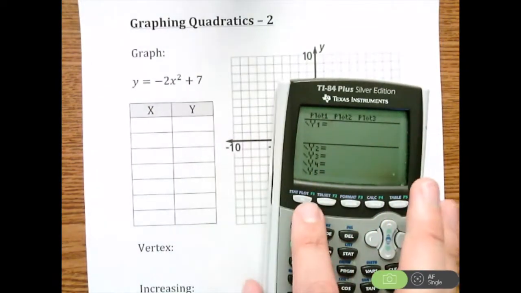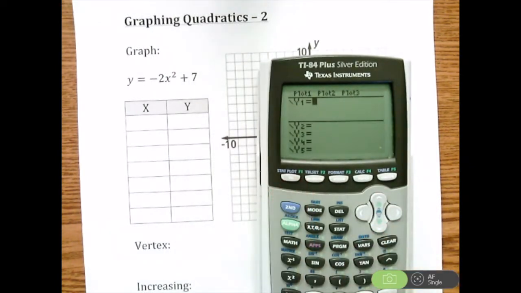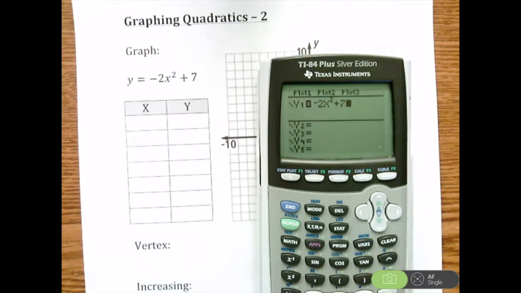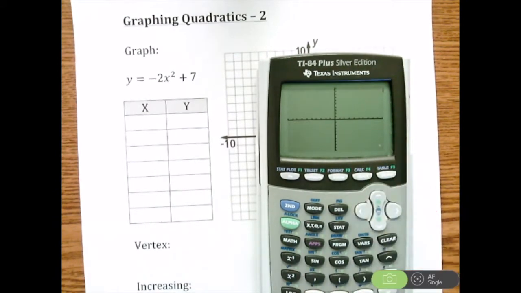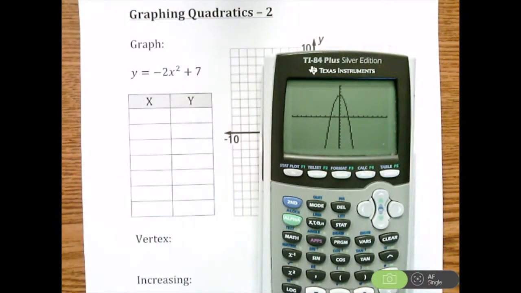So again, you want to go to the y equals button. That's what we can do on a graphing calculator. Type in our negative 2x squared plus 7. Now, if you want to graph that, you hit graph, and it shows up. Now, the goal is this is nice to have a graphing calculator, but we're going to pull the information from here so we can do it by hand. It's a great resource, but we're not going to let it do everything.